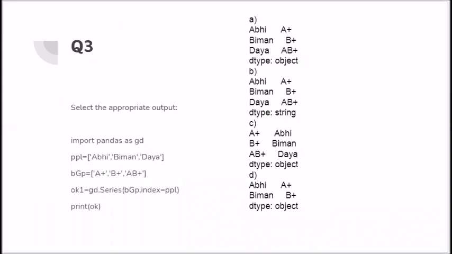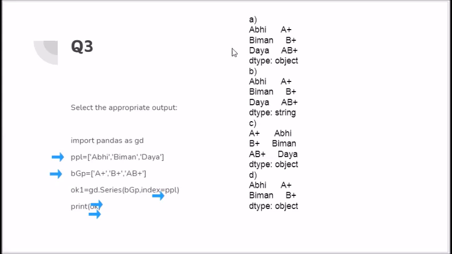In question number 3, we have list 1 with the name of people, and list 2 with the name of blood group. In this case, the index is people, which should come first at the time when I'm going to print it. So at the time when I'm going to print the value, the index is going to come first. And right now, let us evaluate the answers one by one.